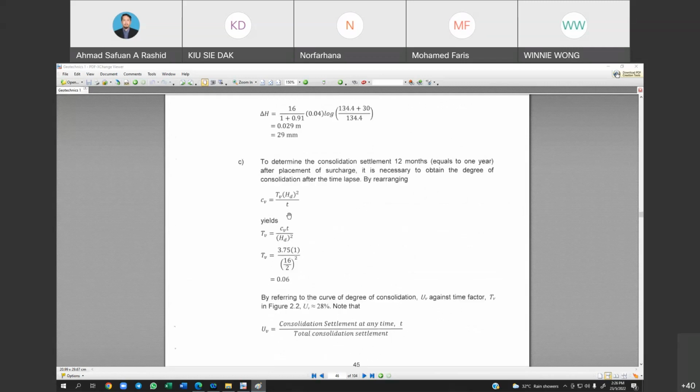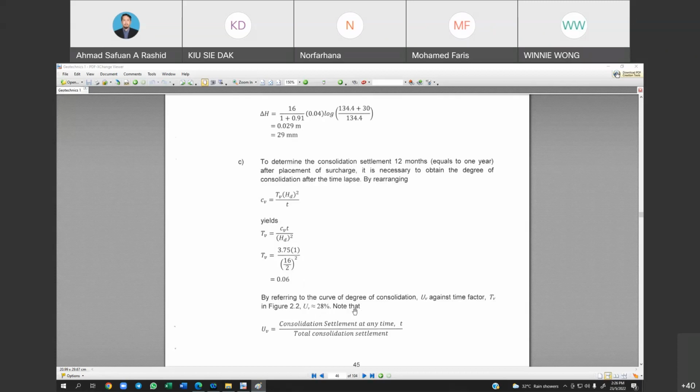Once we get the TV value, the TV value is equal to 0.06. So that is the time factor. For the time factor, we need to determine the degree of consolidation. There is a relation between TV and UV, so you can look at figure 2.2. The result of the UV is equal to 28%.